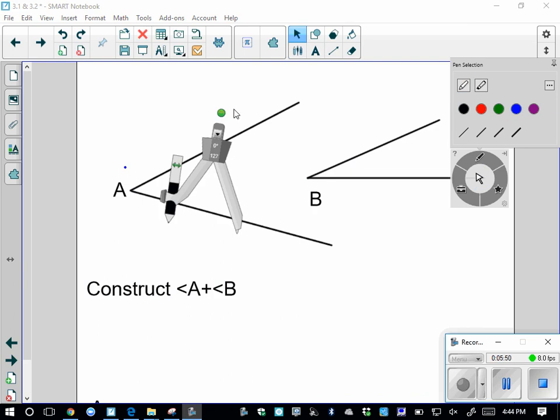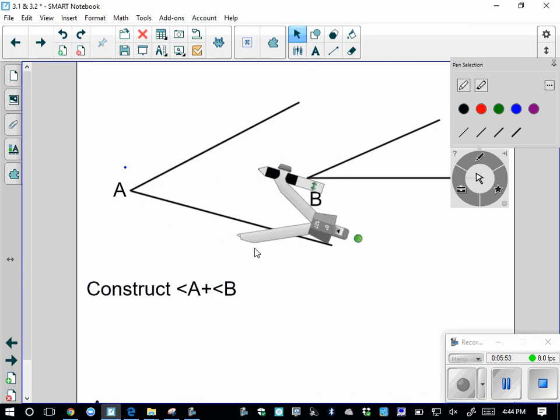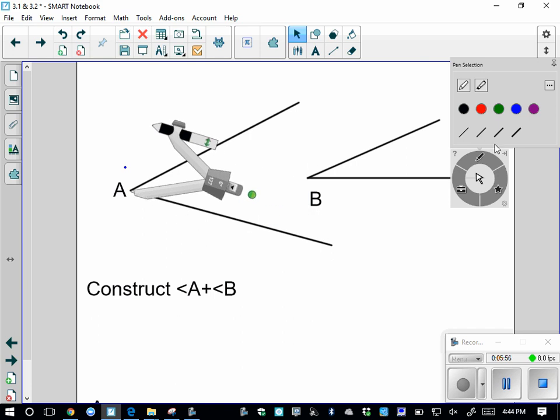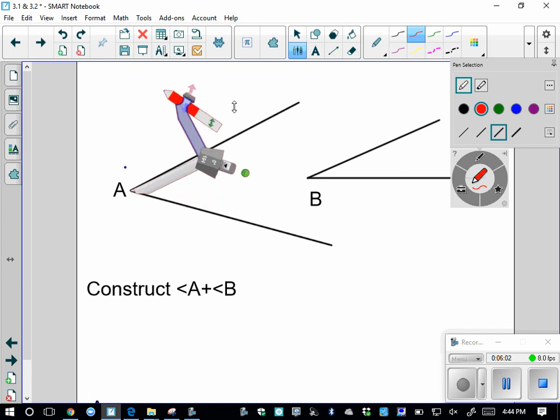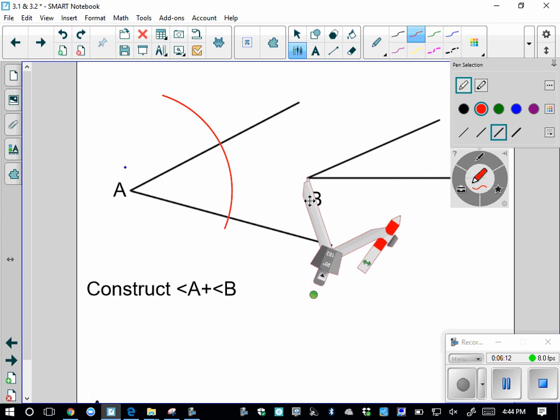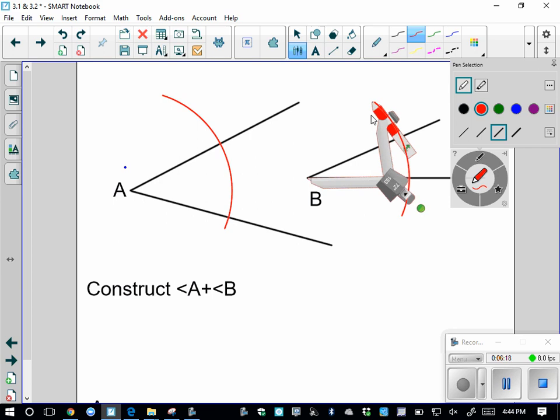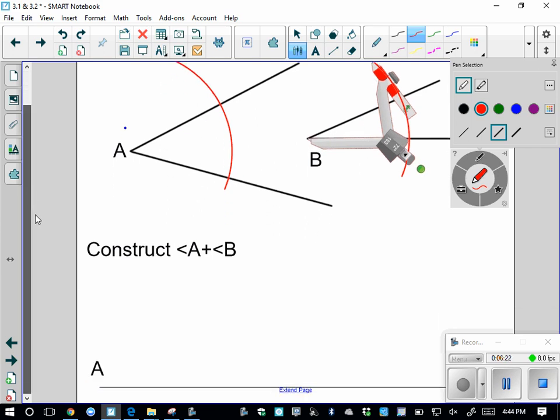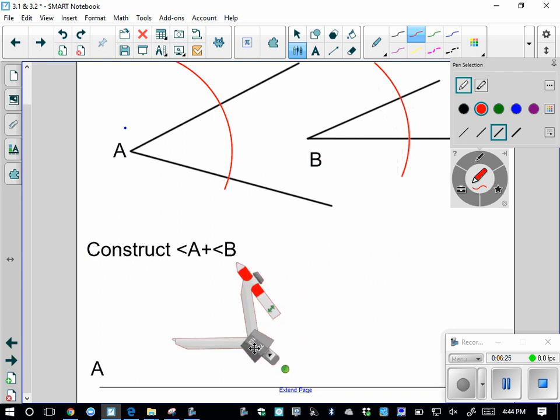Here's my compass. So again, to copy an angle, you have to start at the vertex and make a nice big arc. If you make your arc really close to the vertex, it's not going to be as accurate as if you make it farther away. And when you're copying angles, it's really handy to use the same arc. So you want to use the same arc on both angles. So that could be your first step. And then you take your compass and you mark off that arc nice and big.